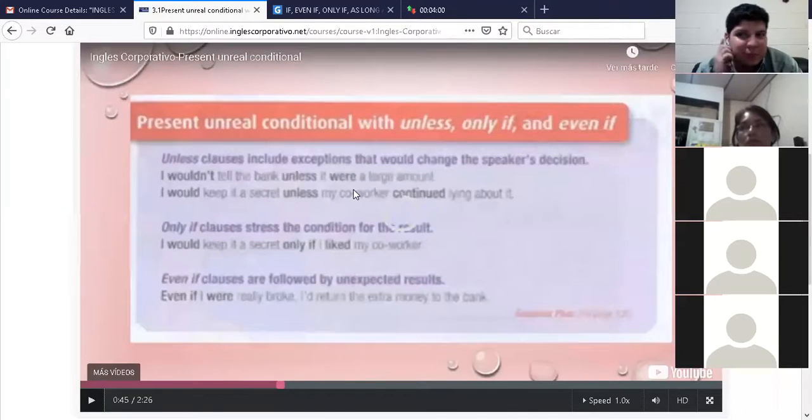Teacher, an example of negative form? Normally, you don't use a negative because you need a condition for something to happen, not for something not to happen. So normally, you would use it in an affirmative way. With only if? With only if, correct. Because you would say, yo fuese, solo si, tal cosa. But normally you wouldn't say, yo no fuese, solo si tú. Okay, all right. I understood.